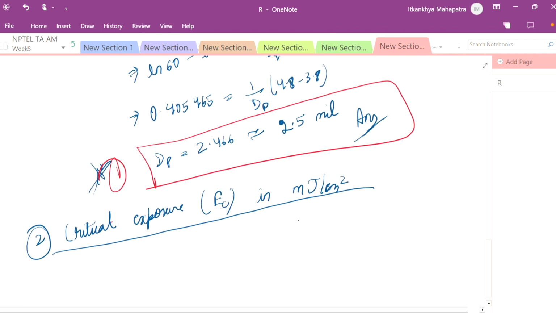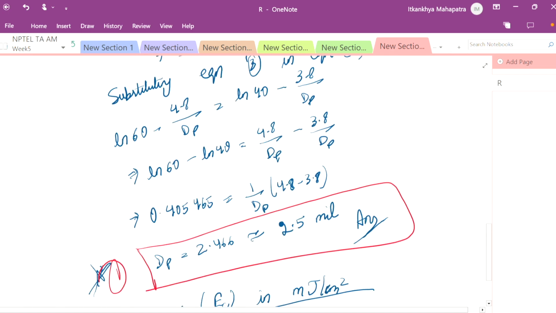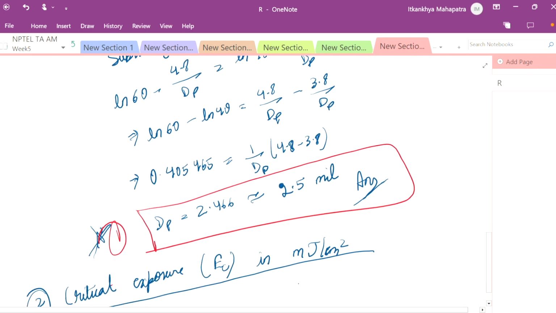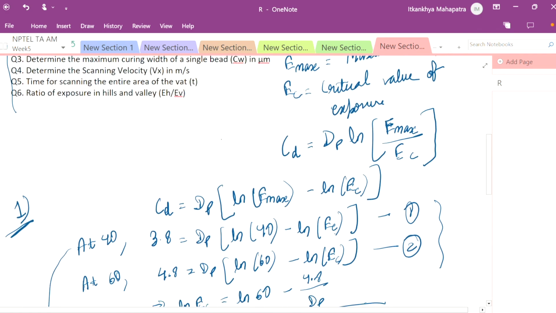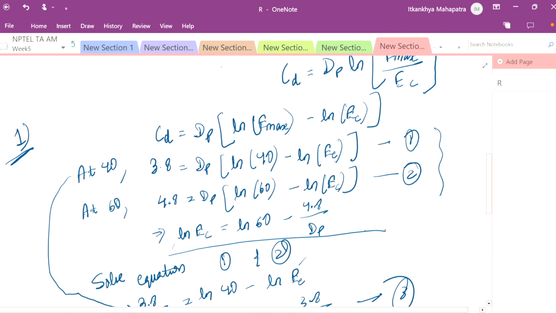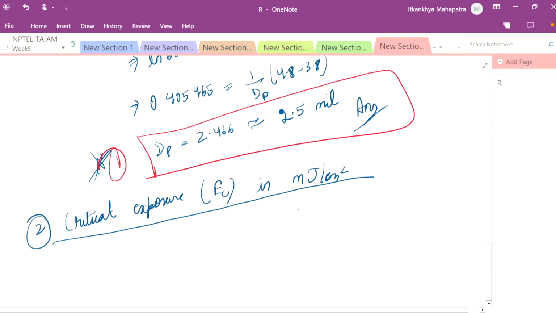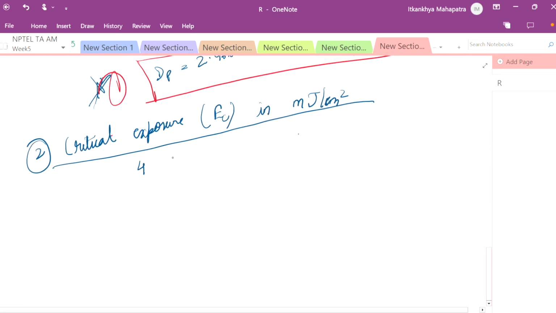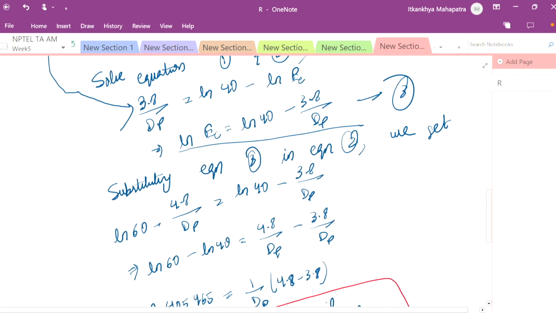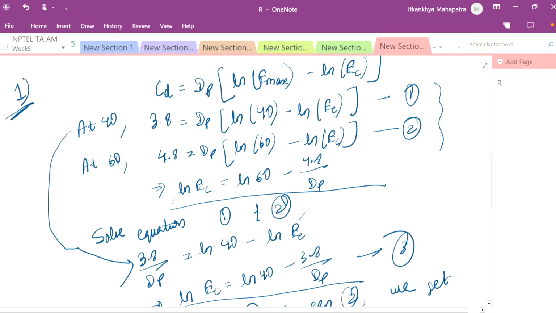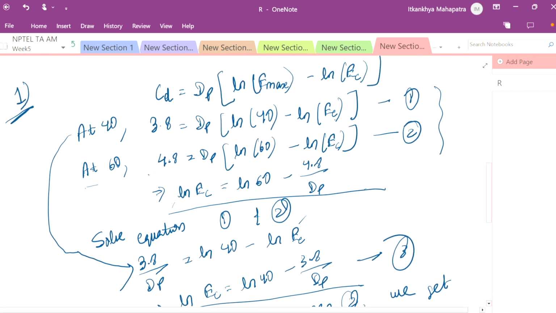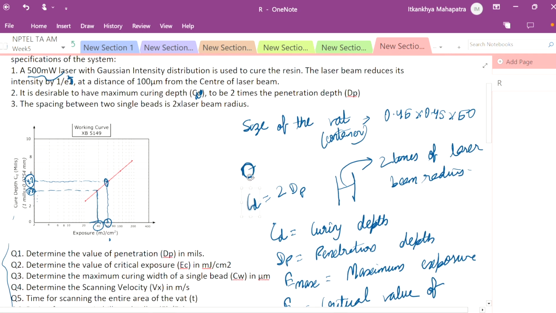Now the critical exposure value. Here we did not find out EC, we only found out the dP. We substituted the value of EC from one equation to another. So now we will take one condition. Let's take 4.8, this equation. 4.8 is equal to dP ln 60 minus ln EC. Where did I get this equation? I found it here itself. At 60, I am considering the point at 60. 60 is your exposure.